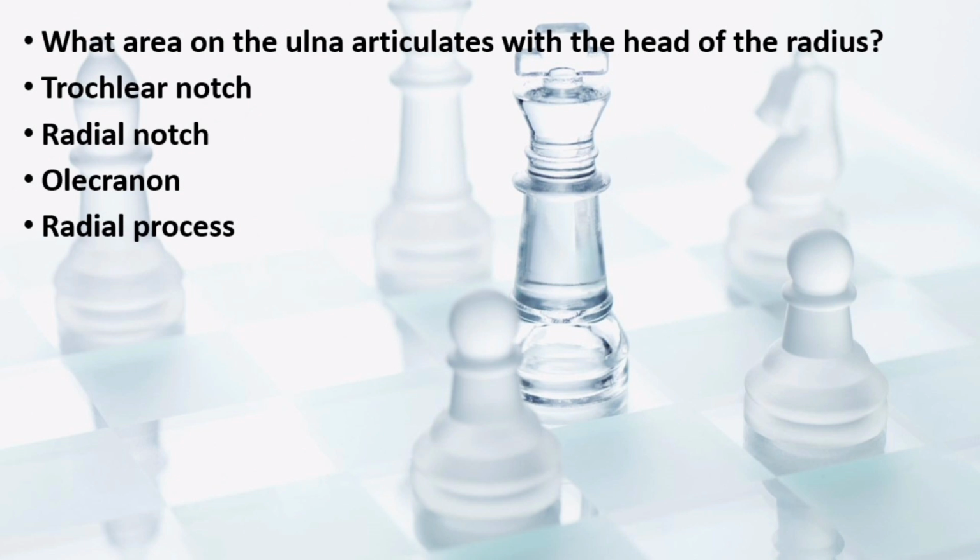Quiz: what area on the ulna articulates with the head of the radius? Trochlear notch. Radial notch. Olecranon. Radial process.